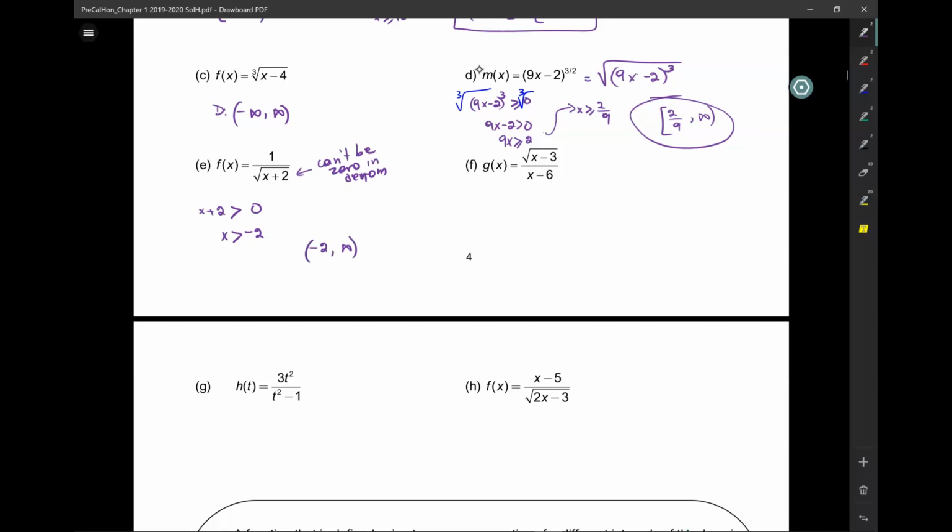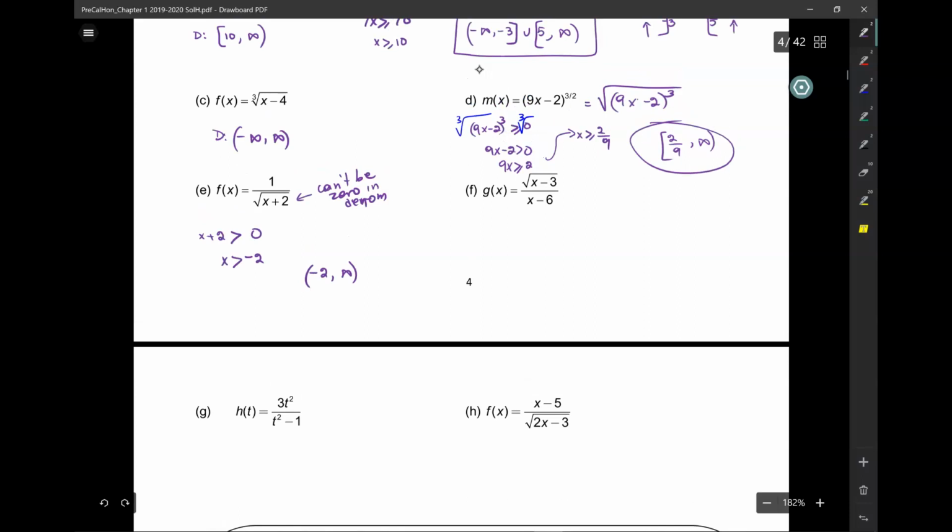How come it's not negative infinity to negative 2? Because the value is greater than negative 2. Yeah. Okay. How about the next one? Look at the next one. You have two problems here. What's one of the problems?